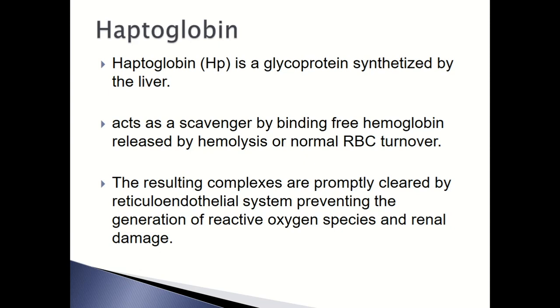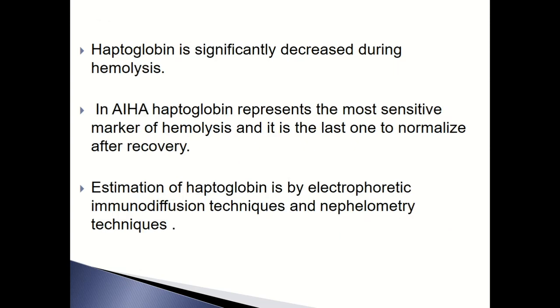Now these hemoglobin-haptoglobin complexes get cleared within the reticuloendothelial system. We can say phagocytosis: in this process they engulf the complex to prevent oxidative damage. So now there is definitive destruction of this complex, leading to a significant decrease in the haptoglobin level. So in autoimmune hemolytic anemia, haptoglobin represents the most sensitive marker of hemolysis.